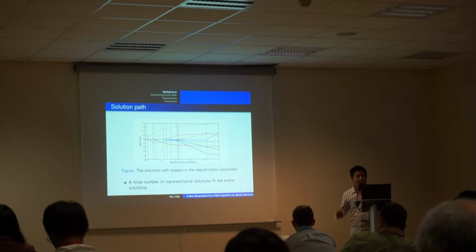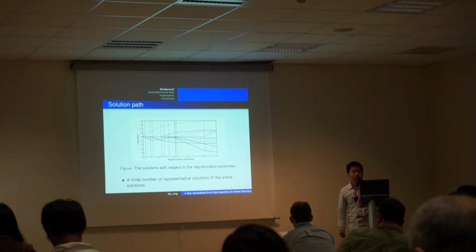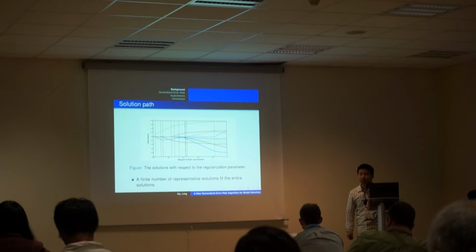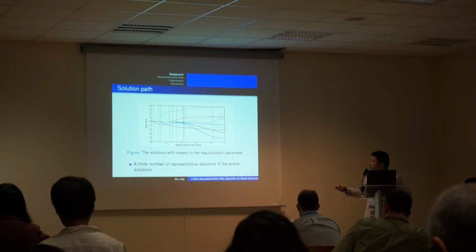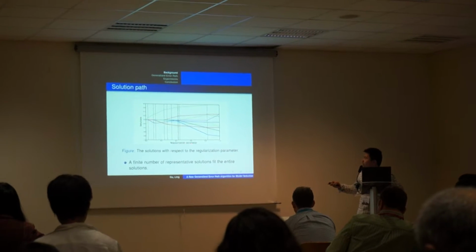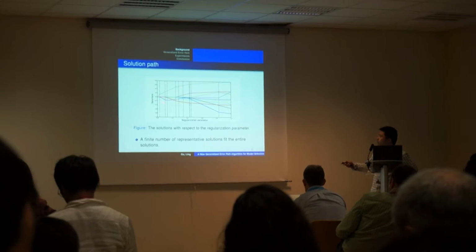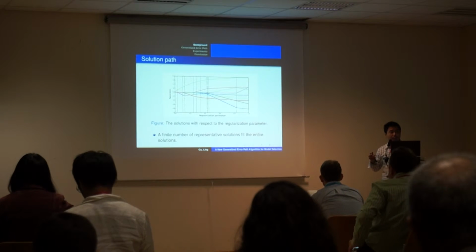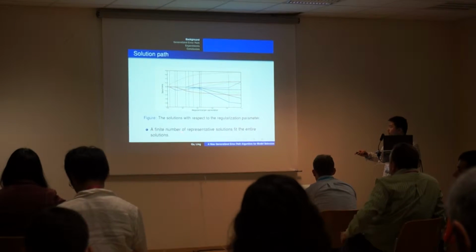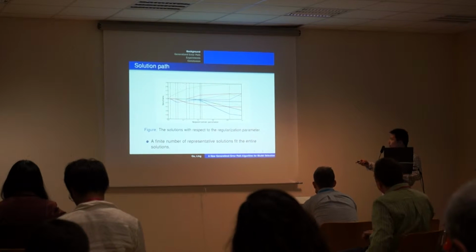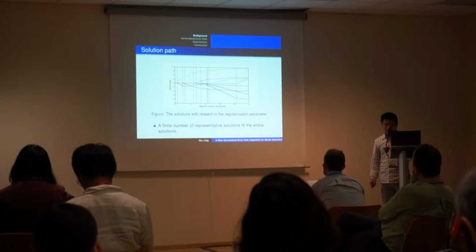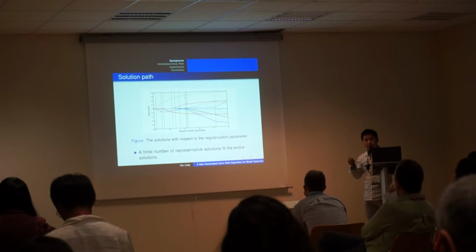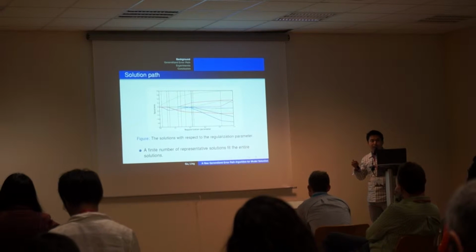So we introduce a method called solution path. This picture shows the solution path of the Lasso with respect to the regularization parameter. From this picture, we can see that all solutions of the Lasso can be computed from a finite number of representative solutions, as shown by the dotted line. So generally, we can compute all solutions based on a finite number of solutions.